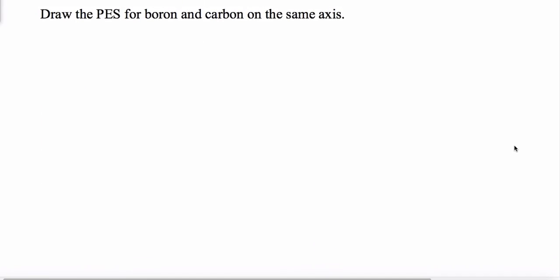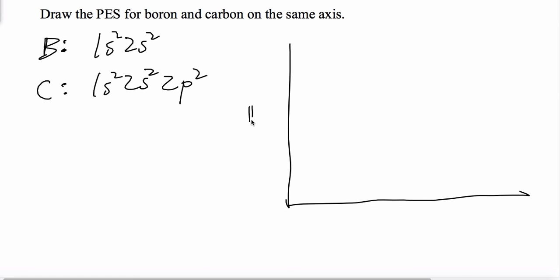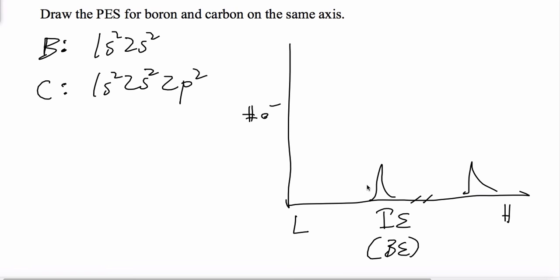Okay. Draw the PES diagram for boron and carbon on the same axis. So before we do it, let's just write the electron configuration: boron, 1s2, 2s2, and carbon, 1s2, 2s2, 2p2. And we're going to draw our axis here. This is the relative number of electrons compared to one another, and this is the ionization energy. Sometimes you're going to see this called the binding energy. Let's call this side high and this side low. So we're going to do boron normally. There's the 1s2, little space for the energy level, 2s2. Okay, that's boron. Carbon, we're going to do with a dotted line.